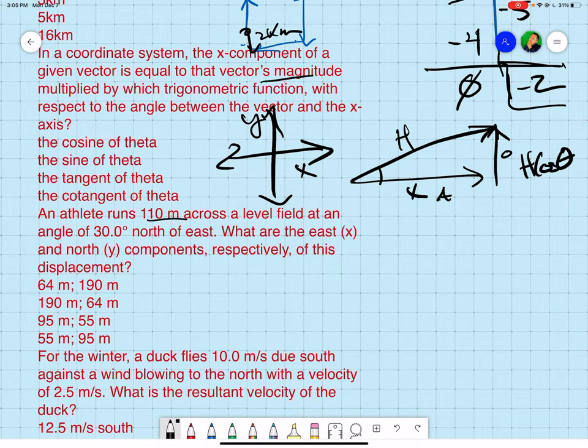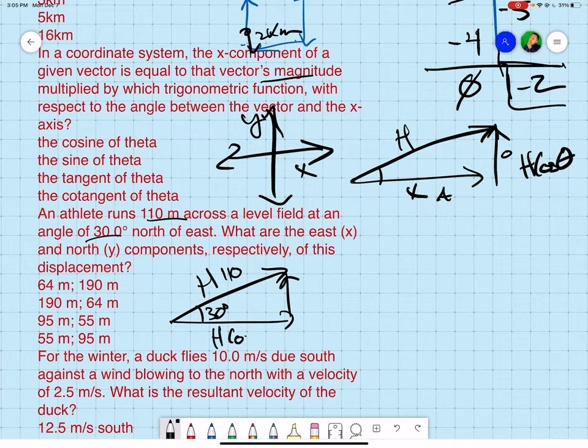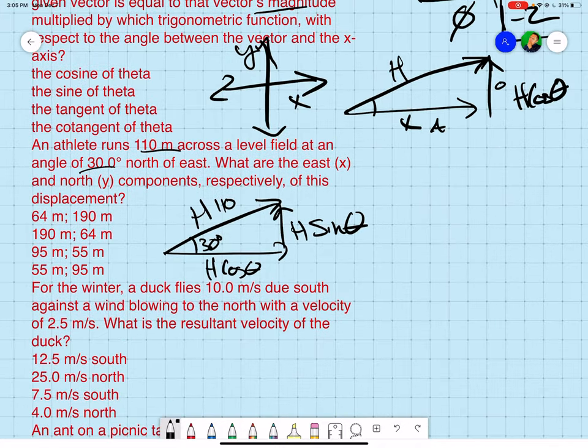Athlete runs 110 meters across at an angle of 30 degrees north of east. So you're going to have to do that. You got a hypotenuse and you got an angle, which is 30 degrees, and this is 110. Okay? If you want to get the x and y components, again, this is your x component, which would be the hypotenuse times cosine of the angle, which I use theta, and this would be the hypotenuse times sine of the angle. There you go.